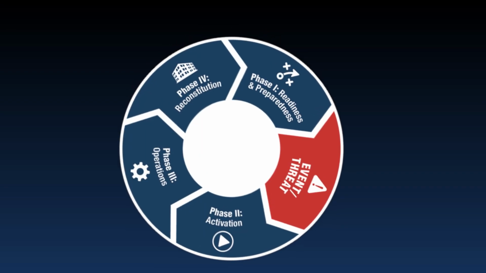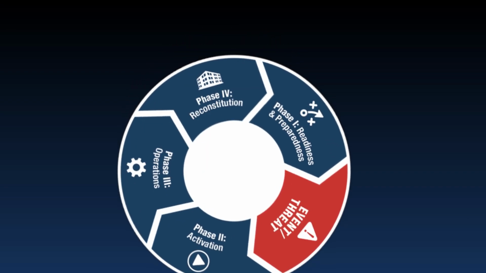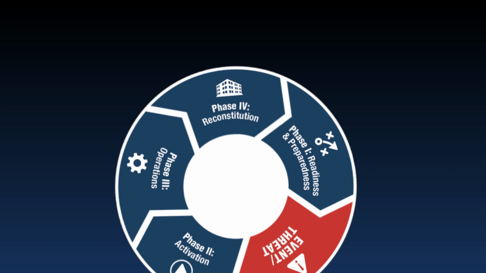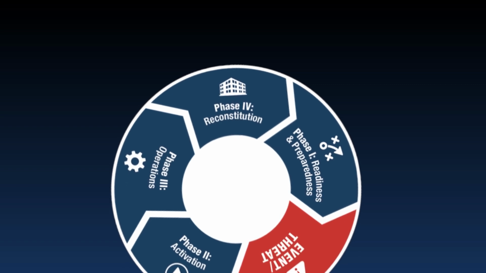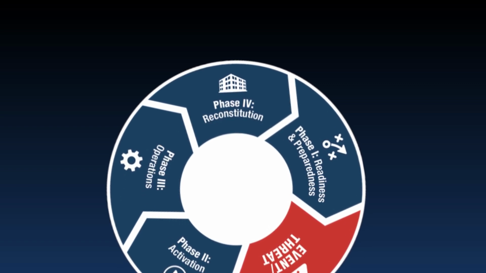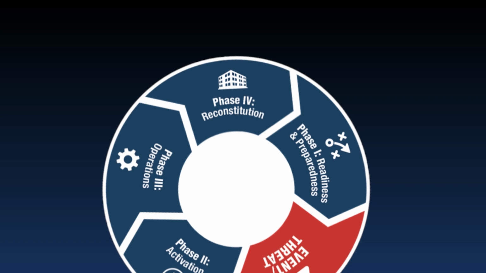Lastly, phase 4 is reconstitution, and in this phase, operations are returned to normal, typically in gradual segments to ensure sustainability and to make the process as smooth as possible. Reconstitution is more than just returning operations to normal. It's an opportunity to reflect, to understand how events in the operations phase occurred, and make lasting improvements to the betterment of the agency and its stakeholders.